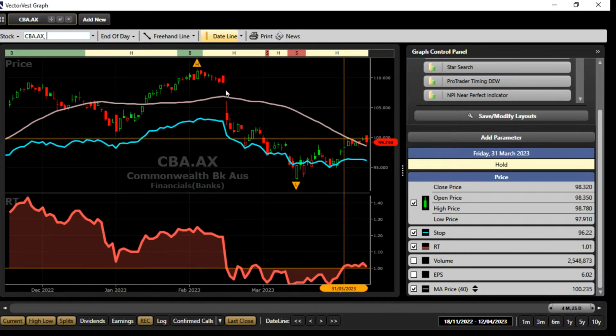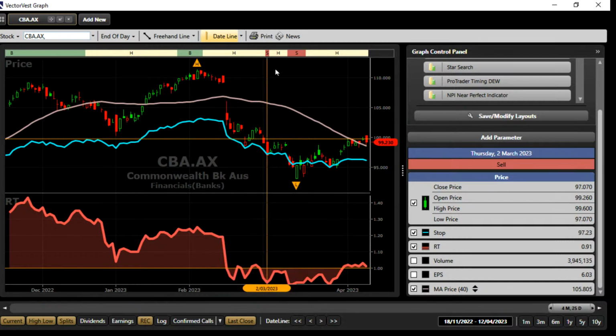Here, they were getting breached. There's your 40-day moving average was breached. It got very close to breaking through the stop. RT broke below 1. It was bouncing below 1 quite a bit. There, your sell lit up. So there it was telling you to be careful. It went from 97 all the way to a low point of 95.